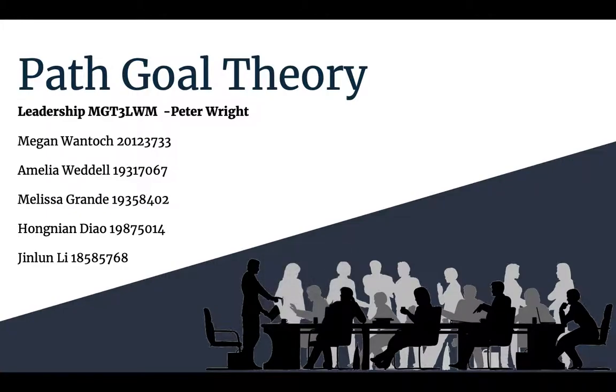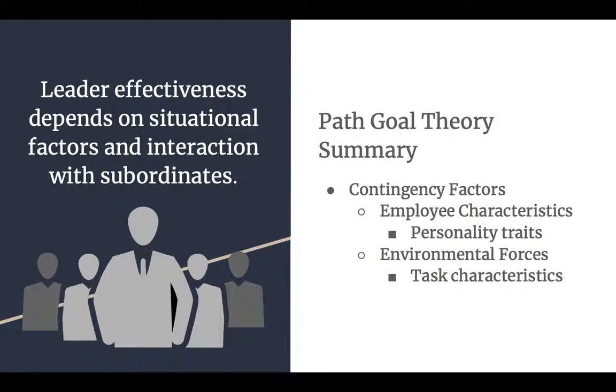Today we are presenting a report on the application of path-goal theory in relation to creating a motivating environment at work. So, what is path-goal theory? Path-goal theory says a leader's effectiveness depends upon how they interact with their subordinates. The leader assesses the context of the situation, like the employee characteristics and environmental factors.